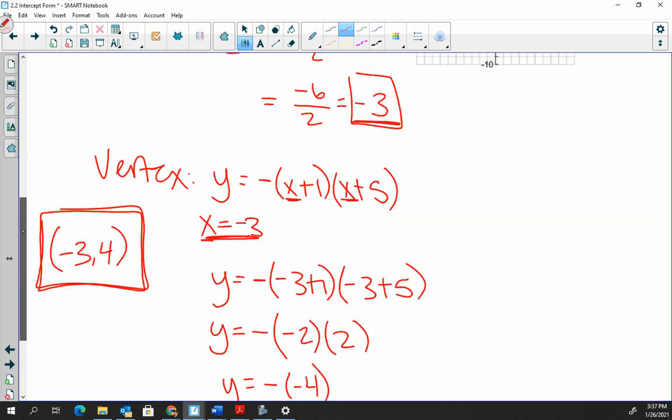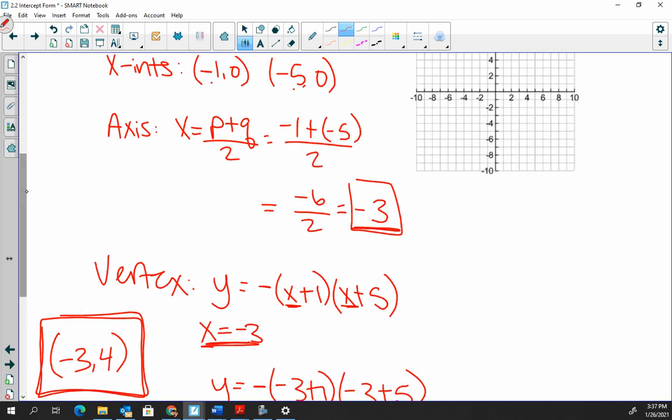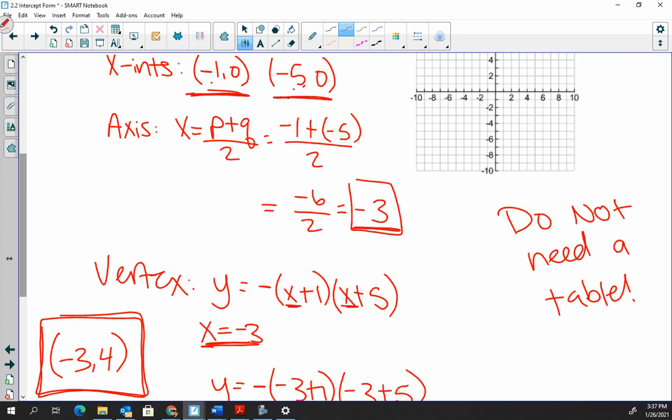Okay? Let's say I want to go graph this thing now. So before, when we graphed vertex form and standard form, we used a table, right? We had to build a table, plug in points, and go from there. When we are in intercept form, we do not need a table. That's one of the nice things about intercept form. We don't need a table. We have everything we need to graph it right now. We have our two x-intercepts, and we have our vertex.